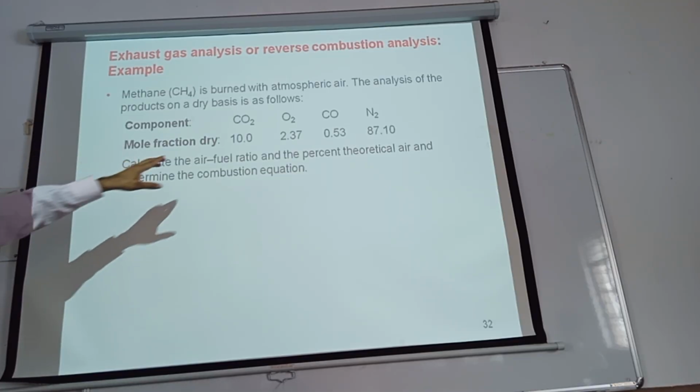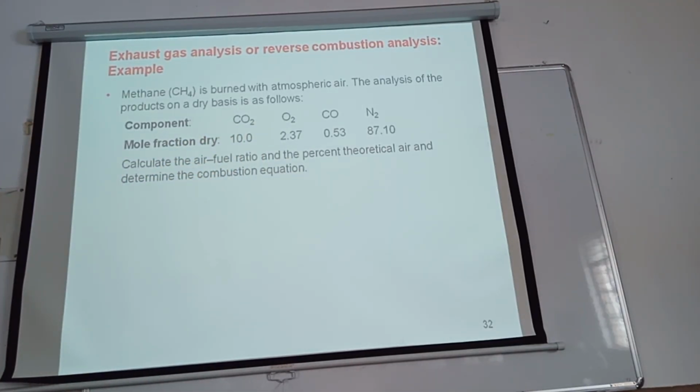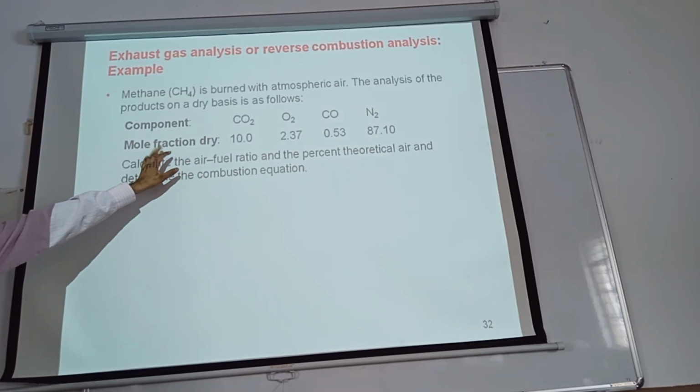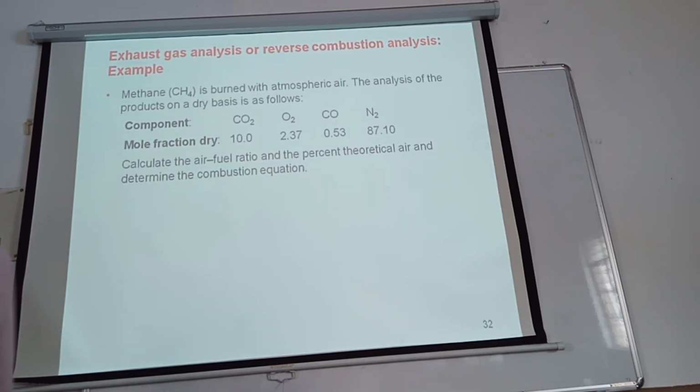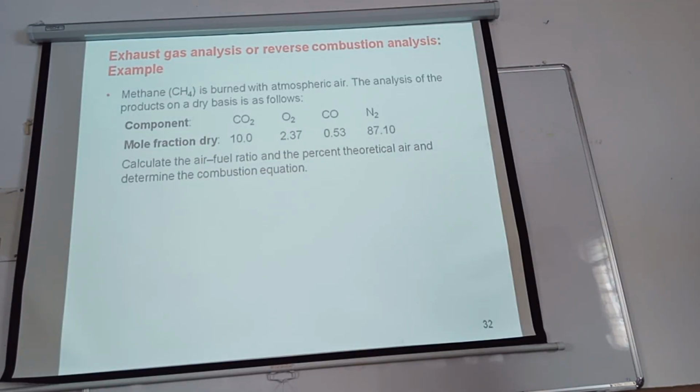So you see CO2, oxygen, and CO can be analyzed by Orsat. So for example, you take that this is by Orsat analyzer. So in our lab we have one Orsat analyzer. Also we have some catalytic component, right? So these are the mole fractions given. So what we have to do? Calculate the air fuel ratio at the percent theoretical air and determine the combustion direction.